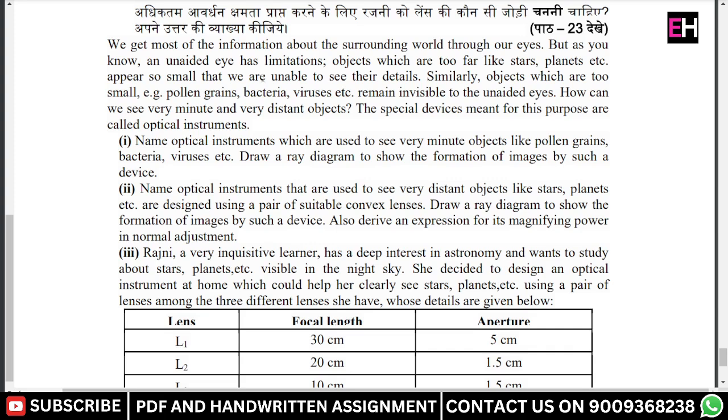First, name the optical instrument which is used to see very minute objects like pollen grains, bacteria, viruses, etc. Draw a ray diagram to show the formation of images by such a device. Second, name the optical instrument that is used to see very distant objects like stars, planets, etc. Draw a diagram to show the formation of images by such a device.